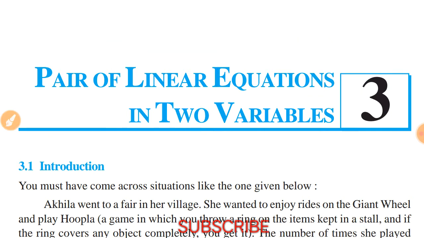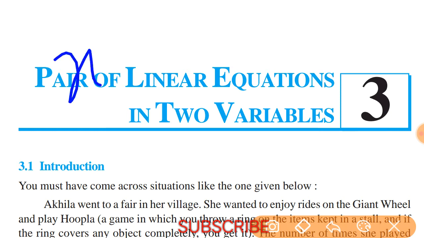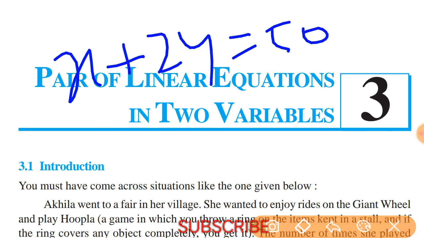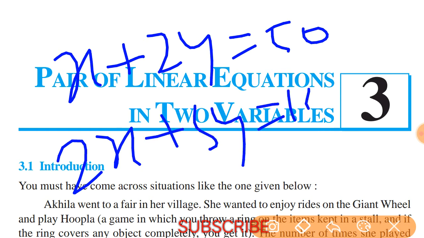And what is the use of this chapter in our life? We should know pair of linear equations in two variables. If we say the cost of a book and two pens is equal to 50 rupees, next month this value may change. So the cost of two books and five pens is equal to 100 rupees. Then what will be the cost of a book and the cost of a pen? We can find it by two methods.